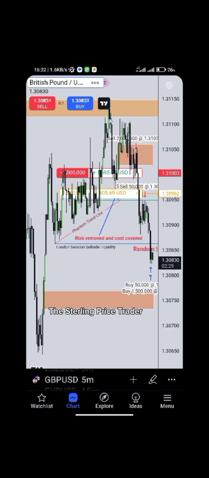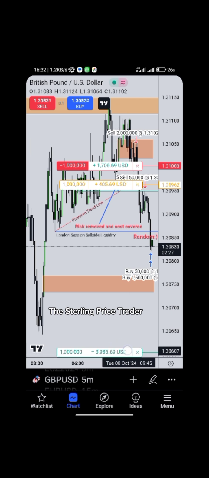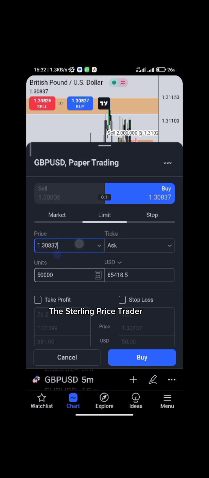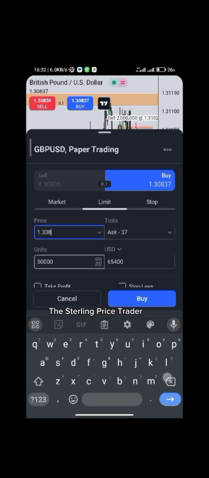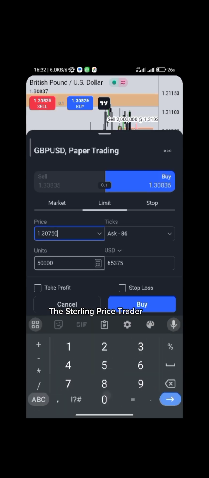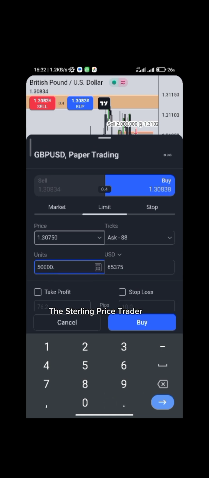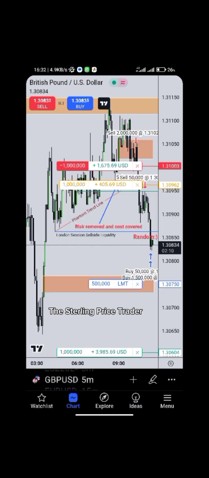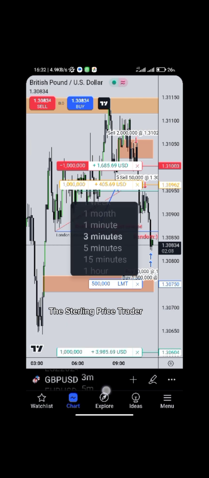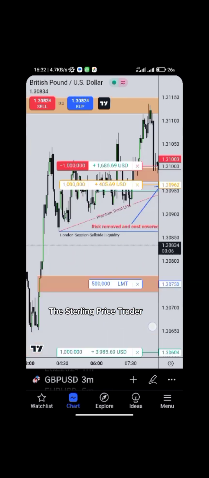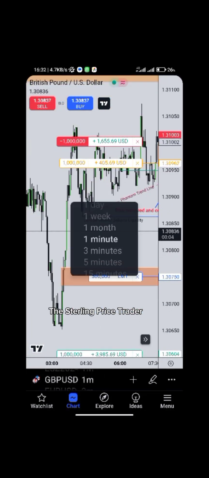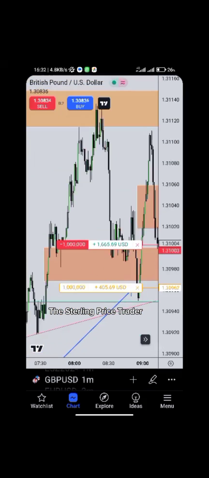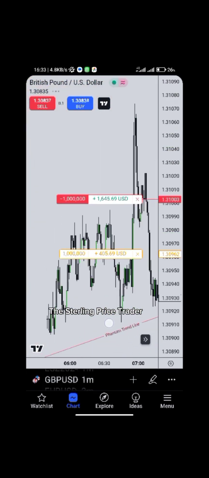Because this is the best of the best, I don't have to be right about the final outcome. So I said 1.30750, a $500,000 buy limit, and there you go. I'll go to the 1 minute time frame, for lower time frames, to see if there's a more refined level, because that's like a balanced price range on a 5 minute time frame.